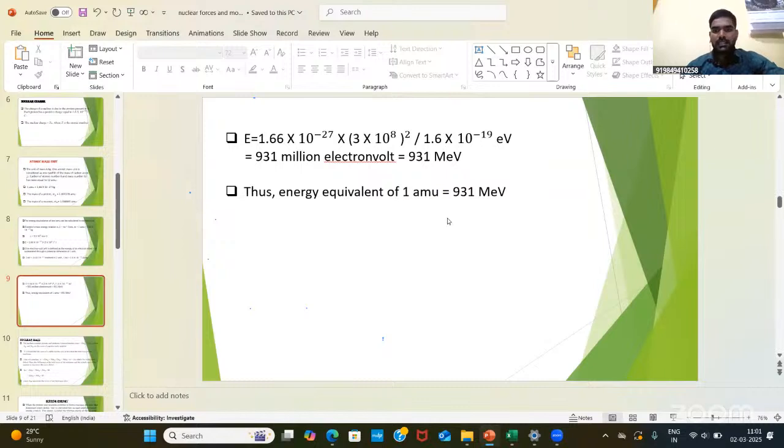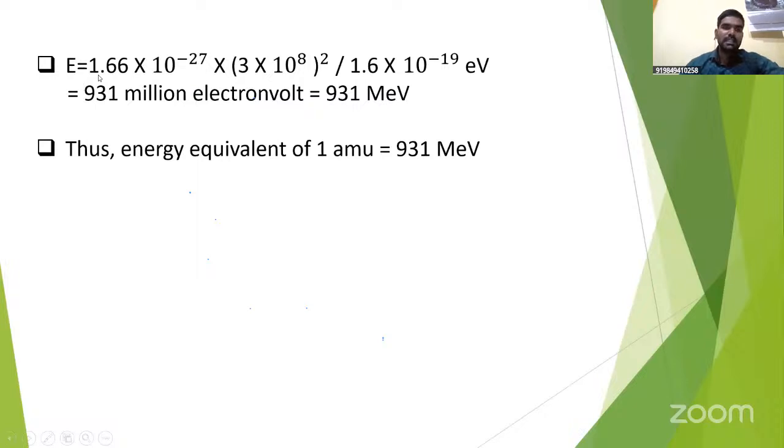So here, if you see, E is equal to, that is energy is equal to 1.66 into 10 power minus 27, that is the 1 AMU value, the mass value, into mc square, that is 3 into 10 power 8 whole square, divided by this, which is the 1 electron volt value.